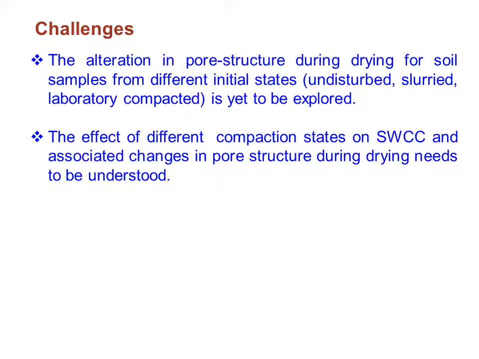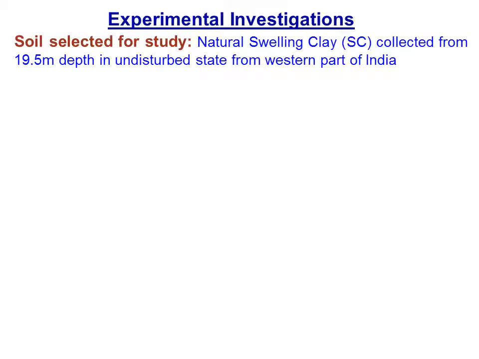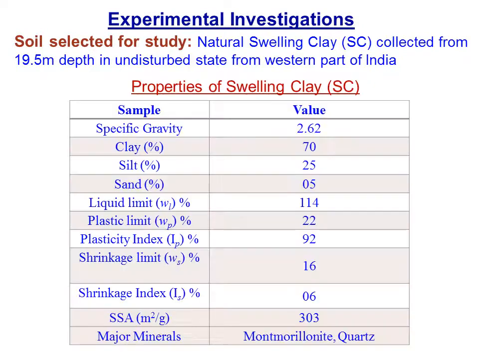So with these challenges, I selected a natural swelling clay which was collected from a depth of about 19.5 meters from western part of India in undisturbed state. The properties of this soil: it consisted of 70% clay content, plasticity index above 92%, and the specific surface area about 303 meter square per gram. And the major minerals were montmorillonite and quartz. So the swelling nature of this soil can be attributed to the presence of montmorillonite mineral.